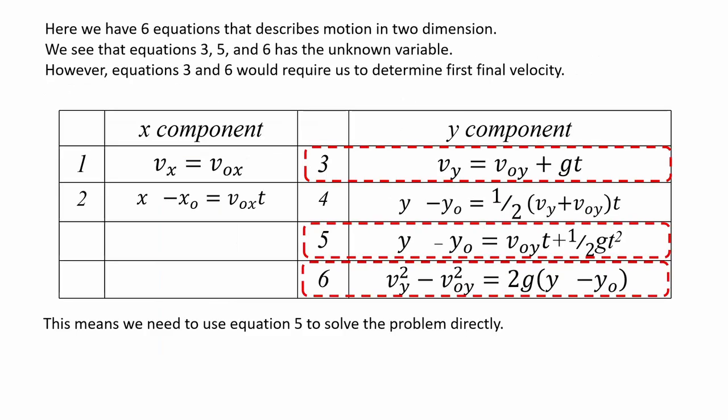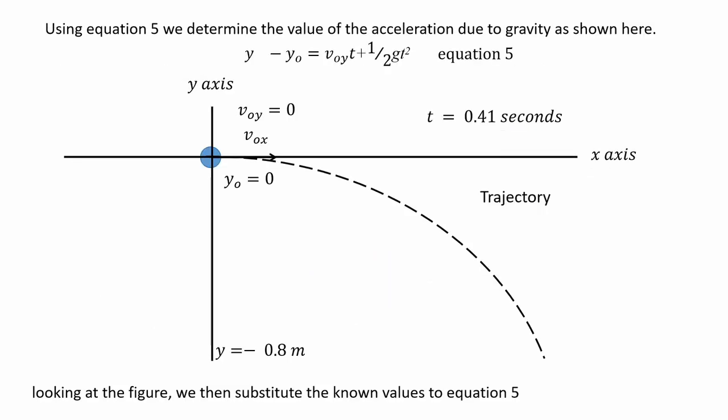Here we have 6 equations that describe motion in 2 dimensions. We see that equations 3, 5, and 6 have the unknown variable. However, equations 3 and 6 would require us to determine the final velocity first. Using equation 5, we determine the value of the acceleration due to gravity as shown here.